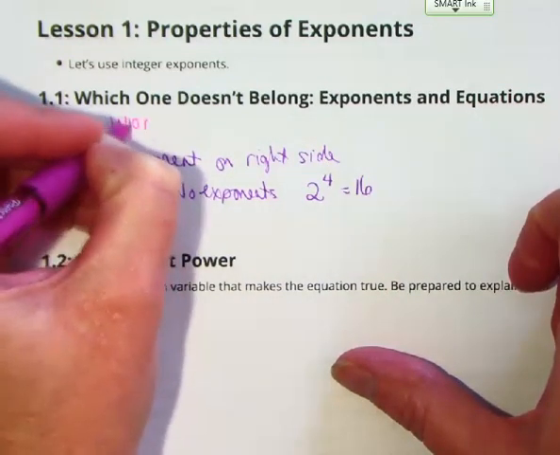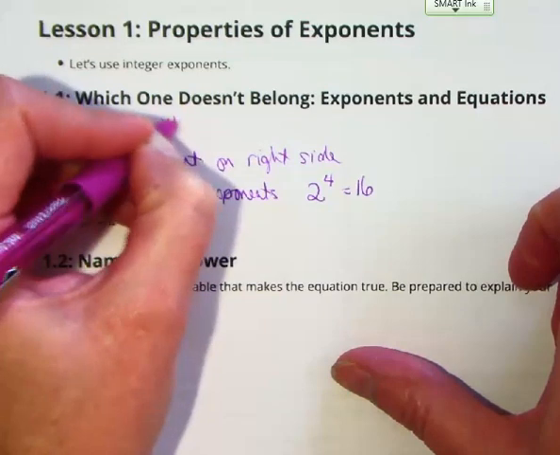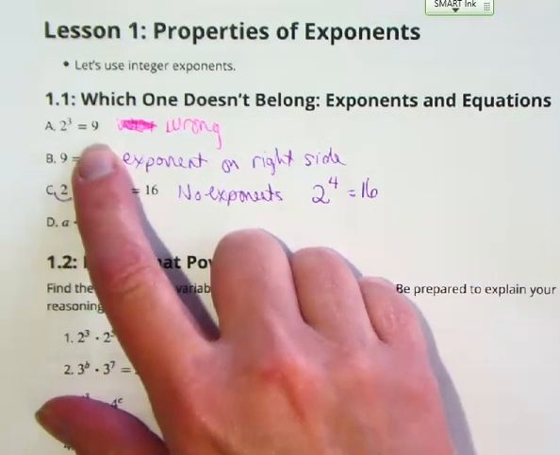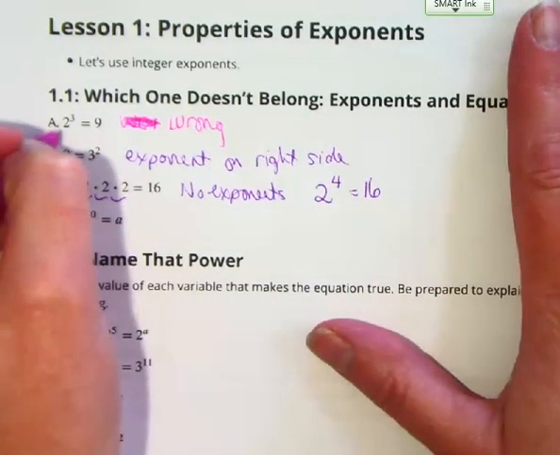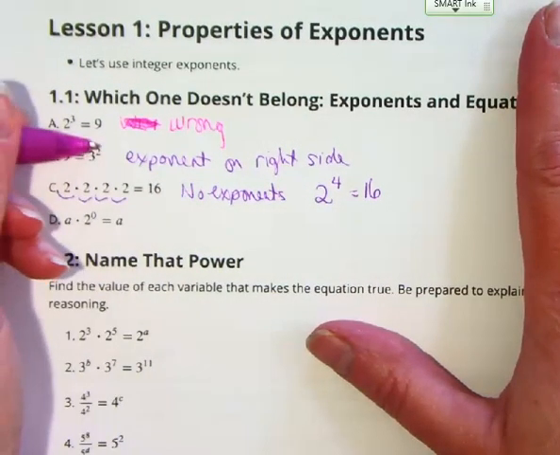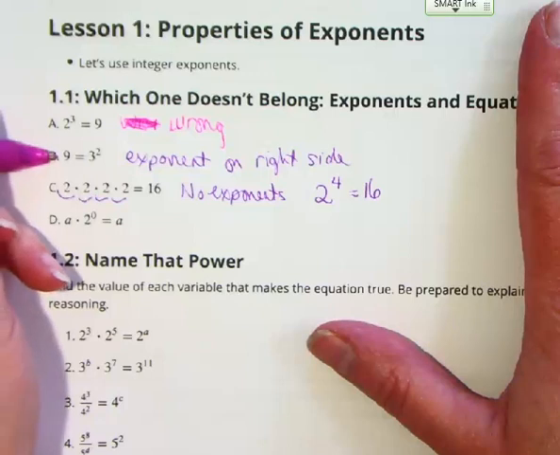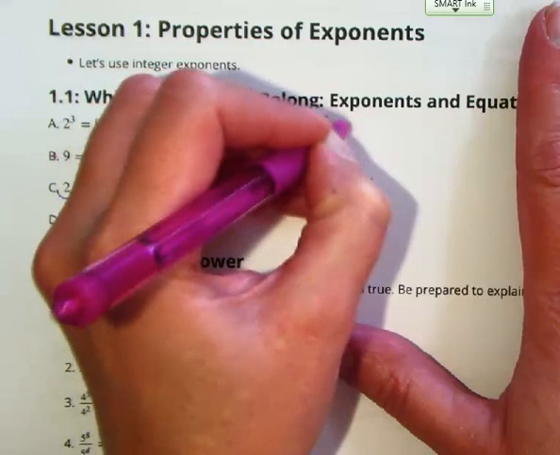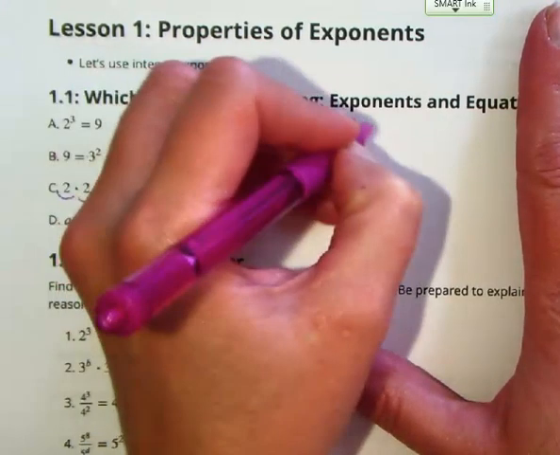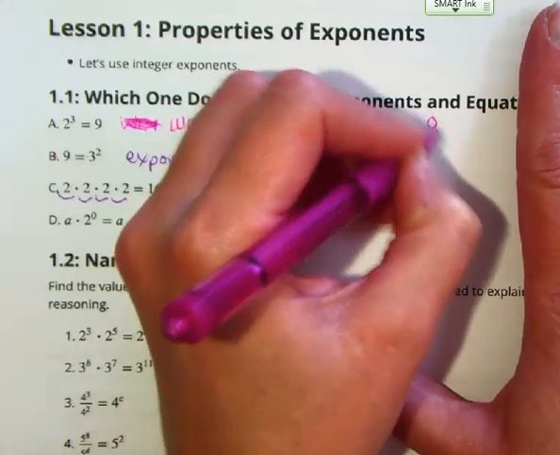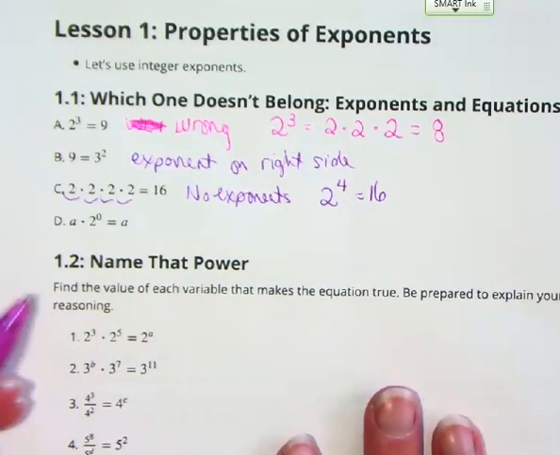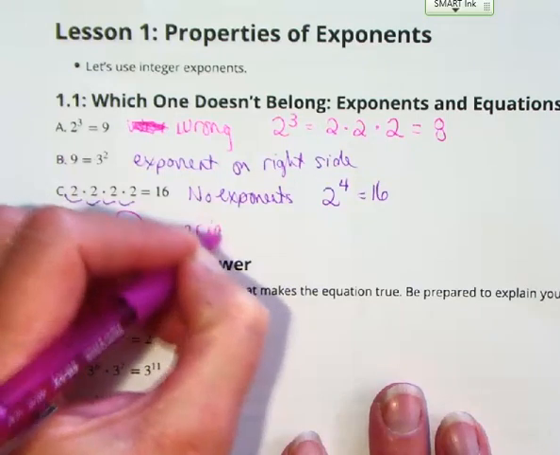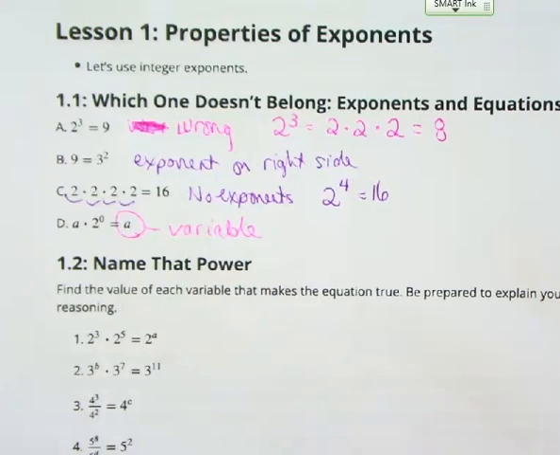A doesn't belong because it's wrong. Maybe you saw that. Ooh, let's spell that right. Some days it's like that. This is wrong. 2 to the 3rd power does not equal 9. That would be 3 to the 2nd power that equals 9, because we saw that down here, that 3 times 3 is 9. 2 to the 3rd power is 2 times 2, which is 4, times a third 2, which makes it 8. And D doesn't belong because it's the only one that's got a variable instead of all numbers.